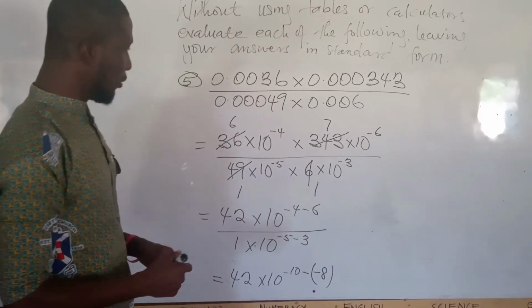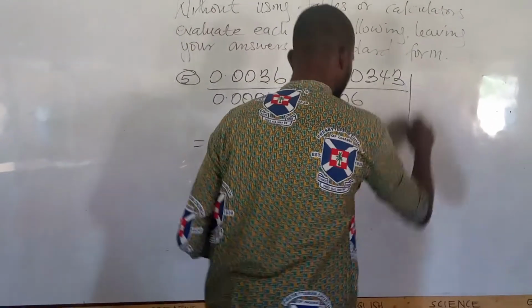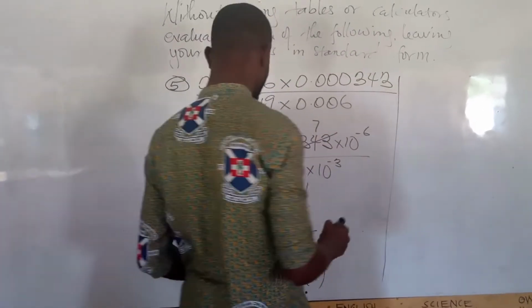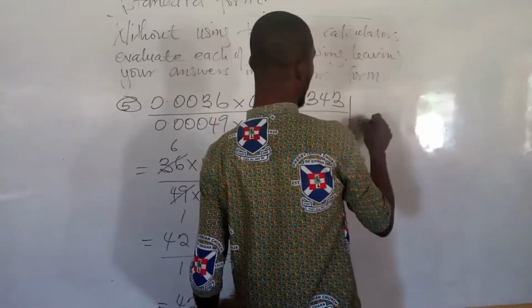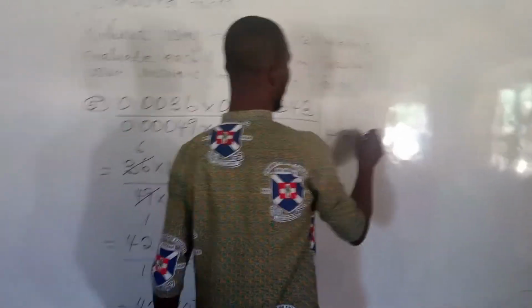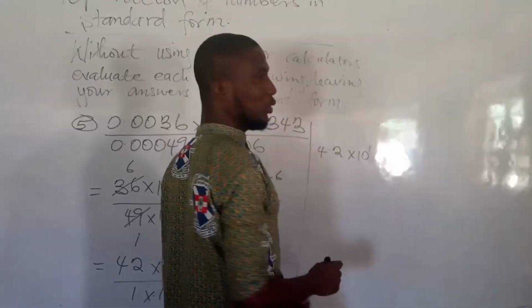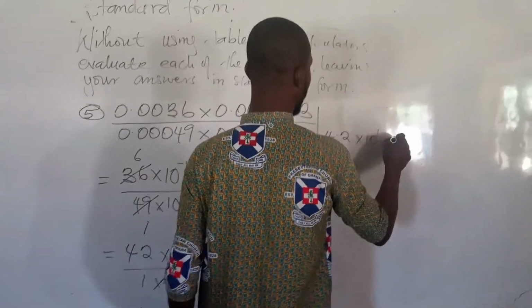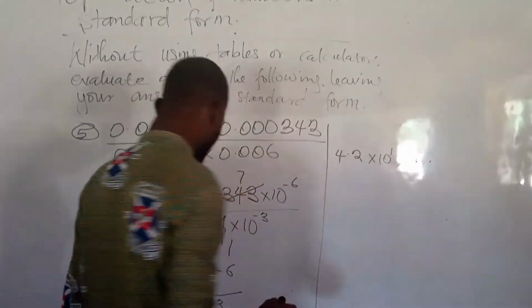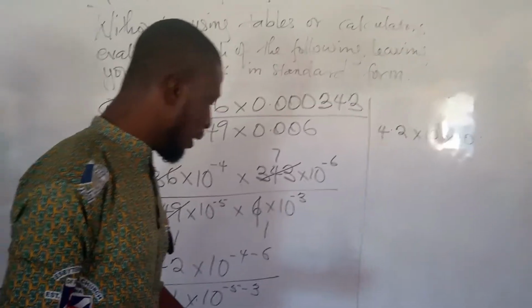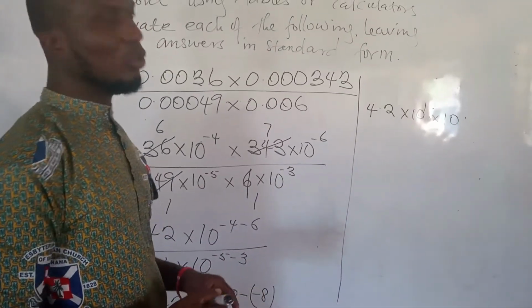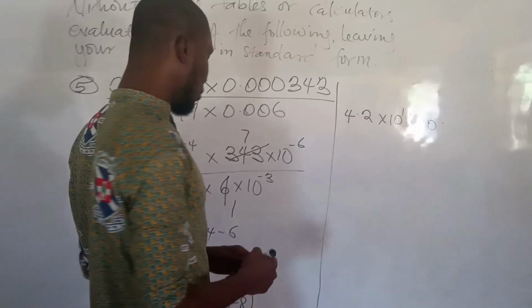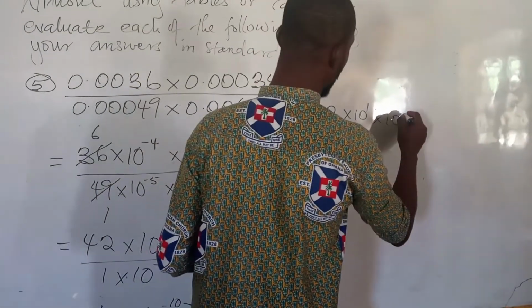We work it further to give us 42, which is not in standard form. So in standard form it will be 4.2 times 10 exponent 1 for the 42, then times 10 exponent negative 10 minus negative 8, which will be negative 10 plus 8, which will give us negative 2.